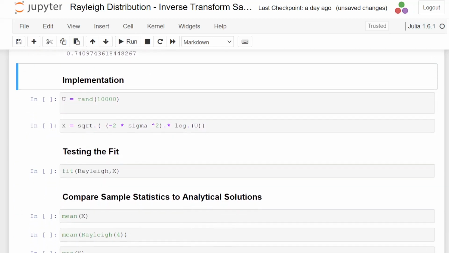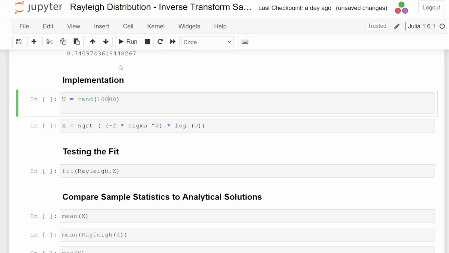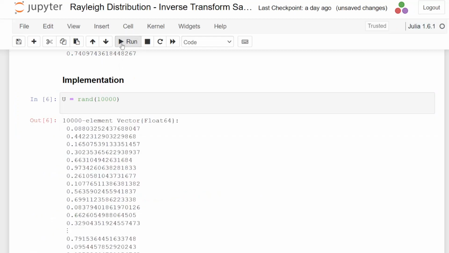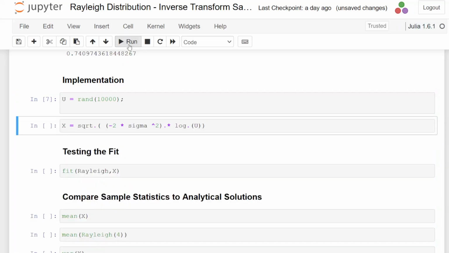So, implementation. Let's pick out 10,000 observations from the uniform distribution. Let's click on that, 10,000 there. I don't need to print it out, so I'll just rerun it again. 10,000 is quite a lot, so I don't really need a seed. I could put in a seed, but I don't really need to. And this is the expression in terms of Julia of what I have written above.